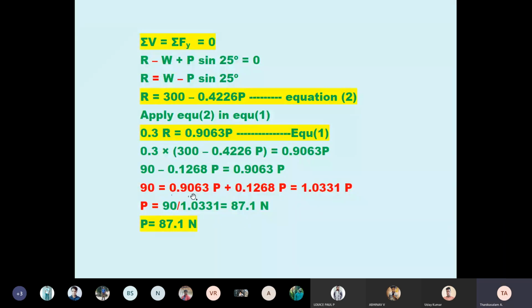So that minus goes to plus, no? Therefore 90 equal to 0.9063 P plus 0.1268 P. So if the P is common, there you have to add both the values. The final 90 equal to 1.0331 P. So if you want P, therefore 90 divided by 1.0331. So P equal to 87.1. Very simple, no?